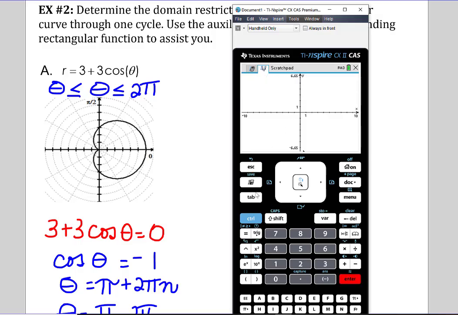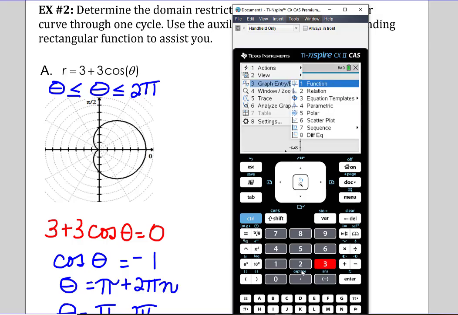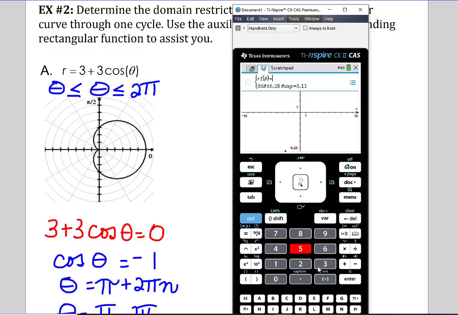Hold on a minute. Menu, 3, 5, 3 plus 3 cosine theta. So you can see that the whole graph, 0 to 2 pi, completes that curve.